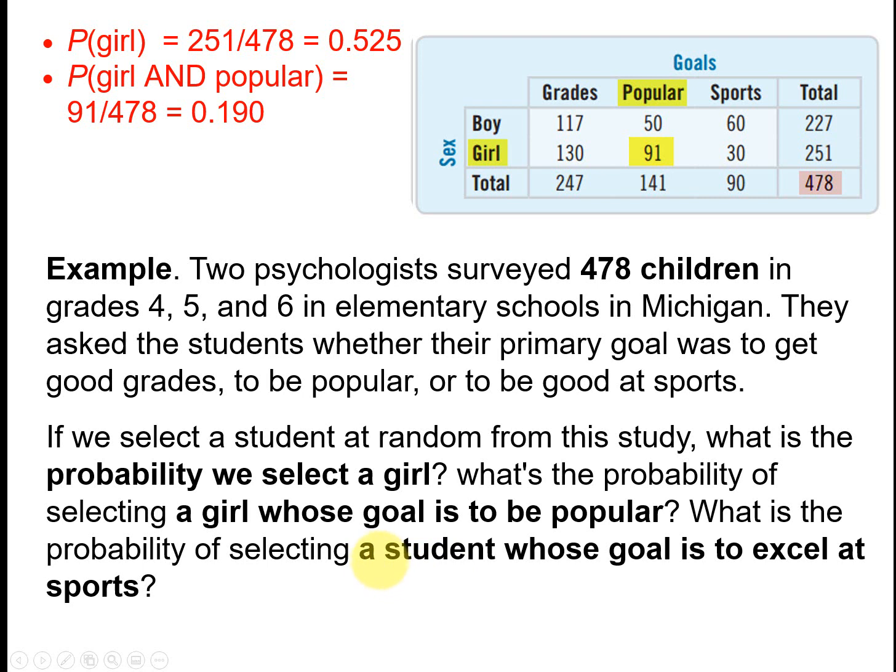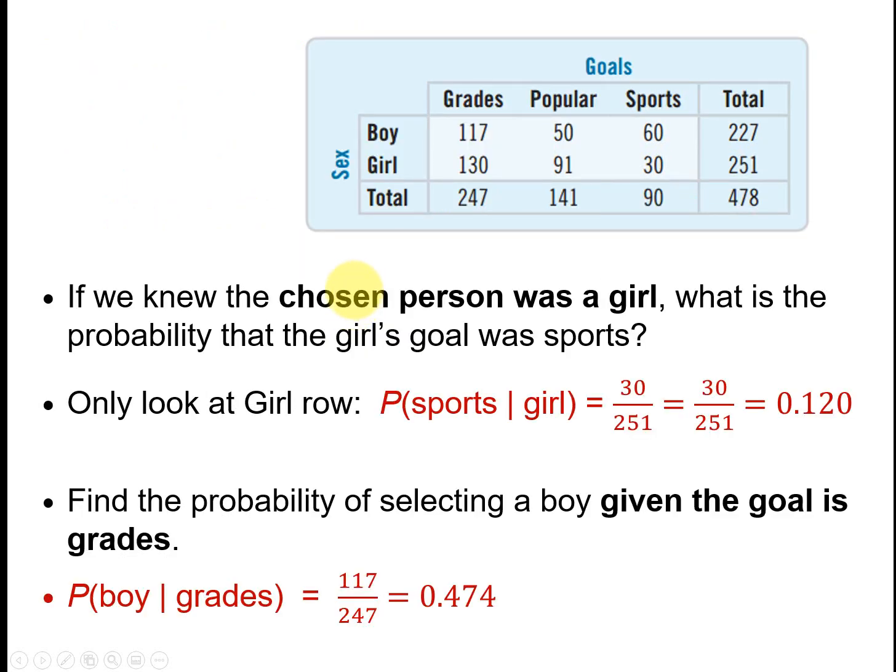And then the probability of a student whose goal is to excel at sports. We're only concerned with the probability of excelling at sports. So we look at this column, sports, and there's 90 total that want to excel at sports. So it's 90 divided by 478, and it equals 0.188. So if we knew the chosen person was a girl, what is the probability that the girl's goal was to excel at sports? So this is a new kind of probability called conditional probability.